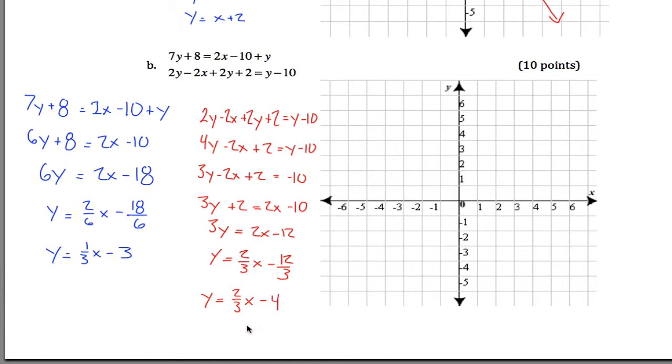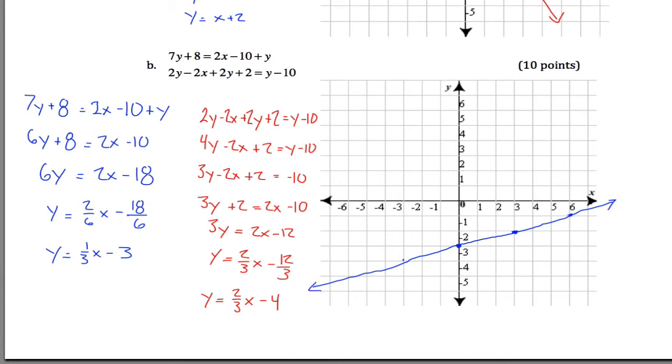All right, and then we can graph the two of these guys. So let's do the one in blue first. y equals 1/3 x minus 3. The y-intercept is at negative 3 here. Negative 1, 2, 3. And the slope is 1/3. So we go up 1 over 1, 2, 3. Up 1 over 1, 2, 3. So our line will look something like that-ish.